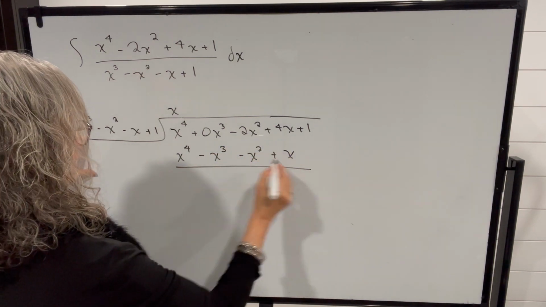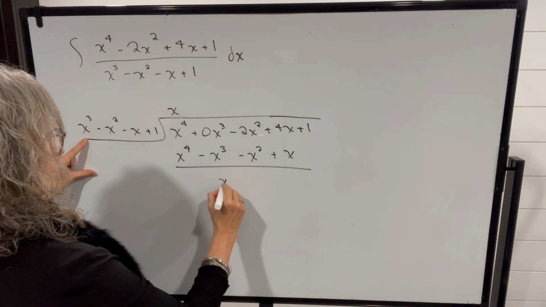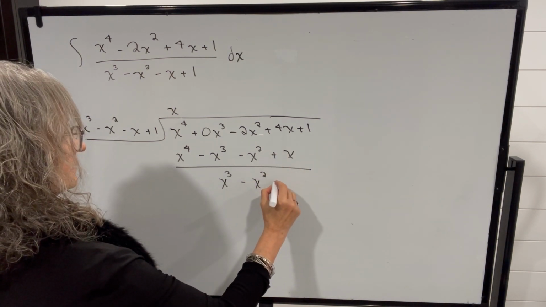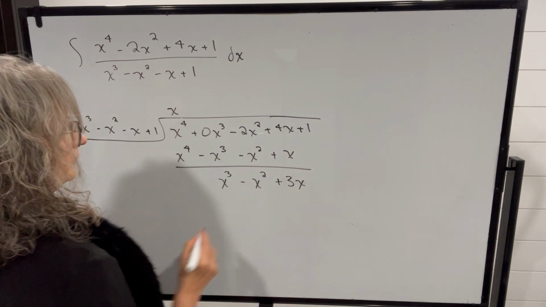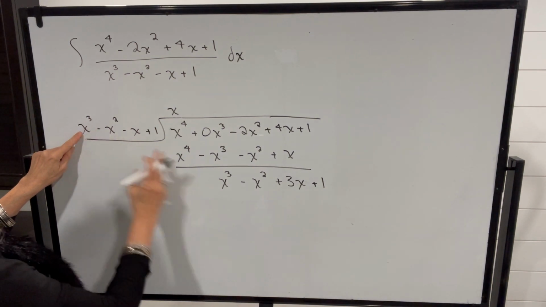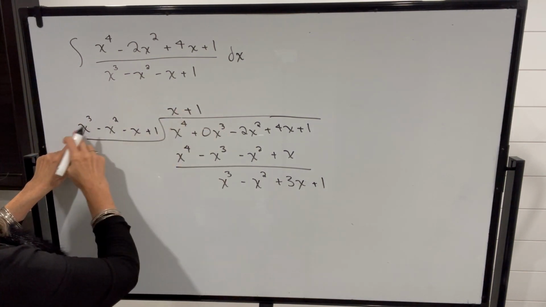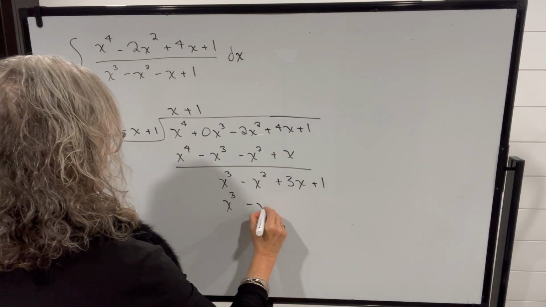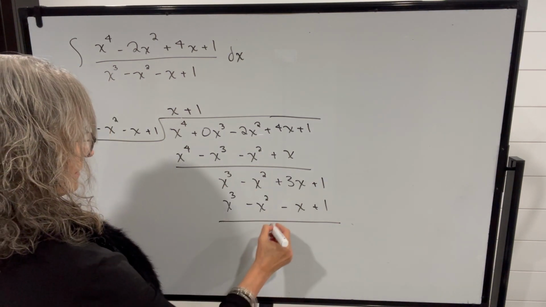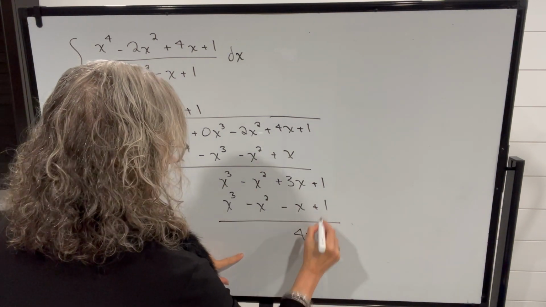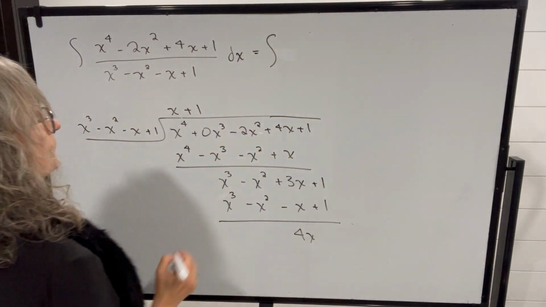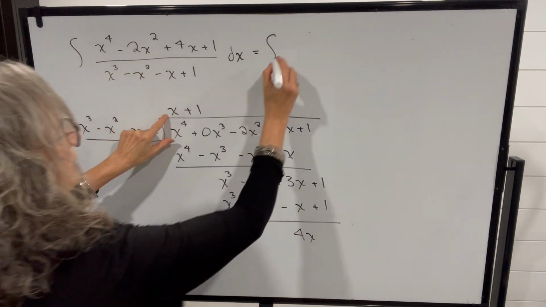We subtract, that's zero. That's going to be 1x cubed. That's going to be negative x squared. And that's going to be 3x. Bring down the plus 1. Now x cubed goes into x cubed, positive 1 times. 1 times this whole thing will be x cubed minus x squared minus x plus 1. We subtract, that's 0, that's 0, that's going to be 4x, and that's 0. So that's our remainder.